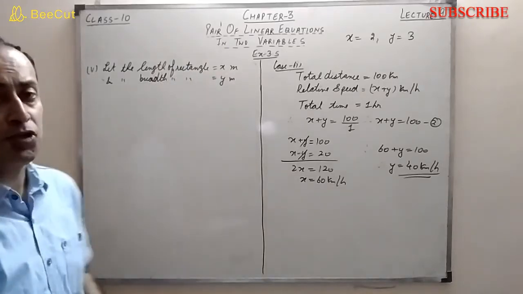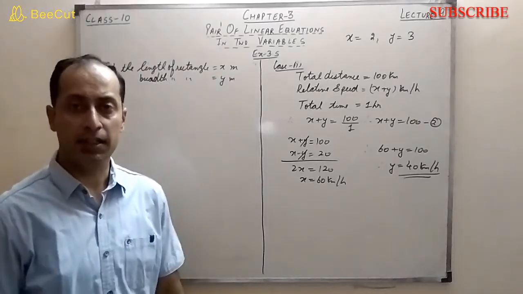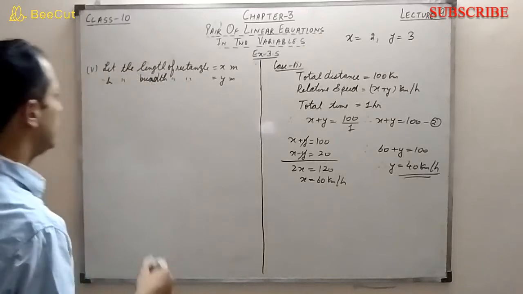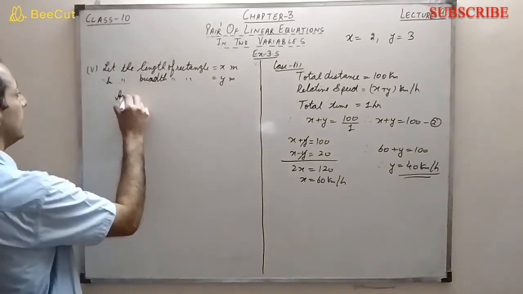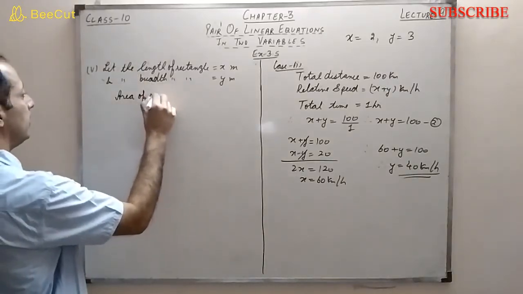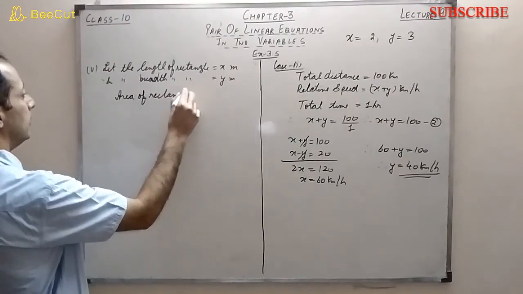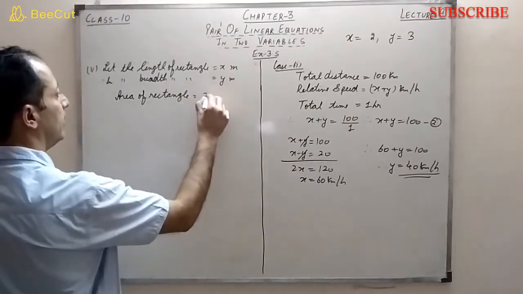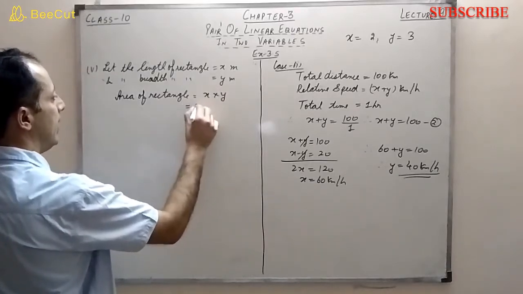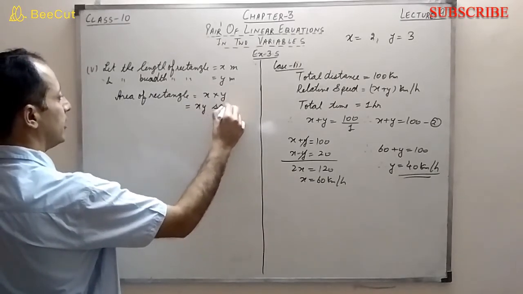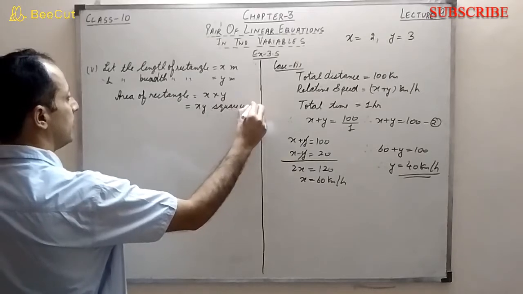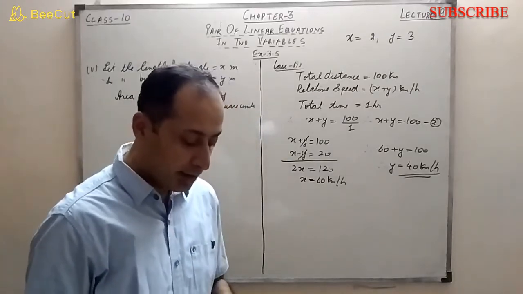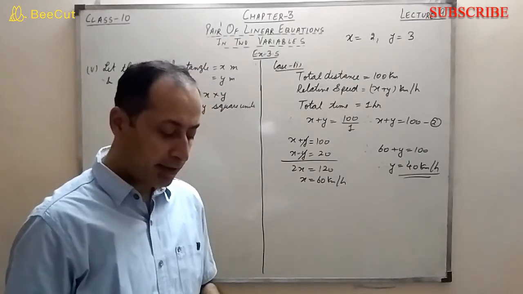Now since it is a question about the area of a rectangle, the first step would be to write the area of the rectangle. We know the formula, it's length into breadth. So I write x into y, that is xy square units. Now let's break the question. What is the first condition given to us? It's given that the length is reduced by 5 and the breadth is increased by 3.